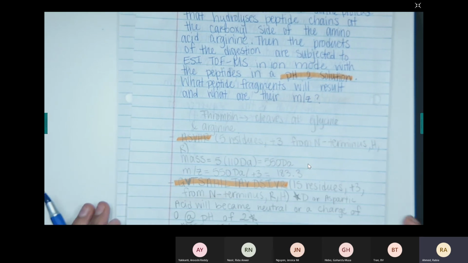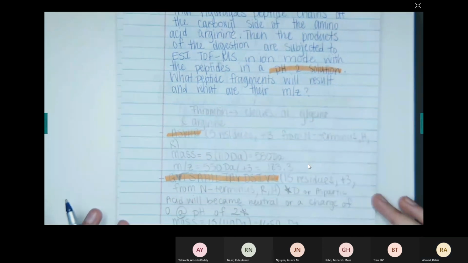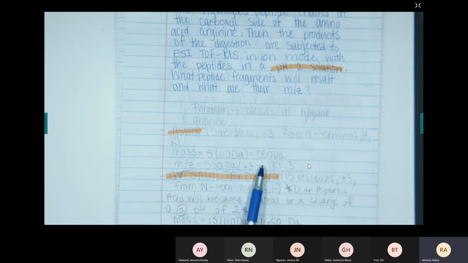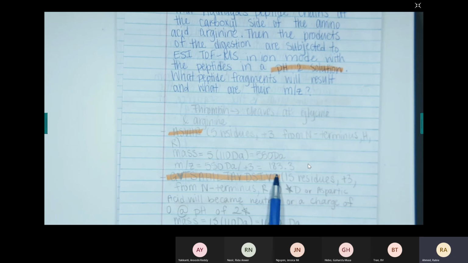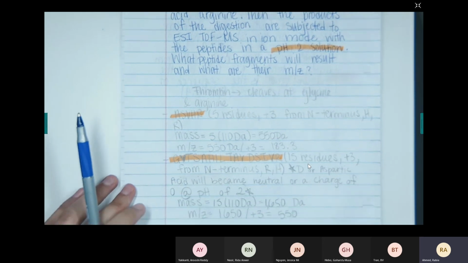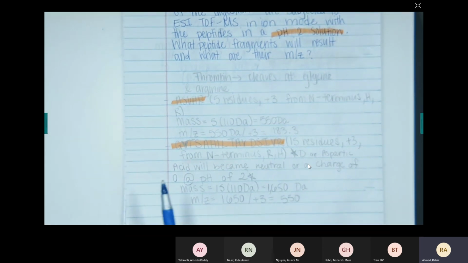So we're going to do mass equals 5 times 110 Daltons equals 550 Daltons. And then we're going to do M over Z equals 550 Daltons over the +3 charge that we got from this peptide. And it's going to be equal to 183.3.